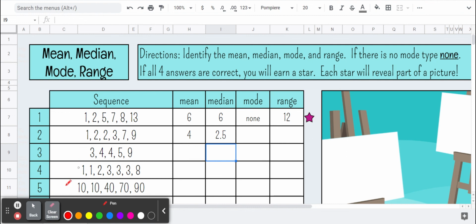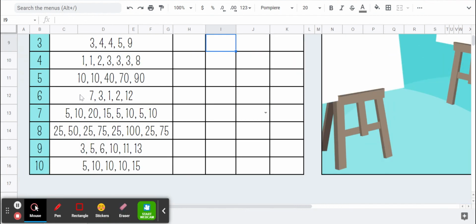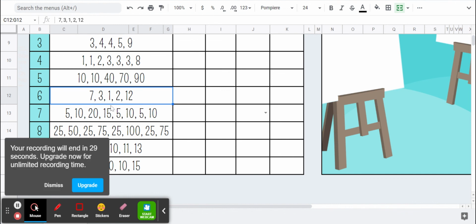Okay. And then I'm just going to point out that once you get down to number 6, these numbers are not in order from least to greatest. So you might want to find some scratch paper and rewrite those numbers in order from least to greatest. So you would write 1, 2, 3, 7, 12, because that is definitely going to affect the median and the range. All right, good luck.